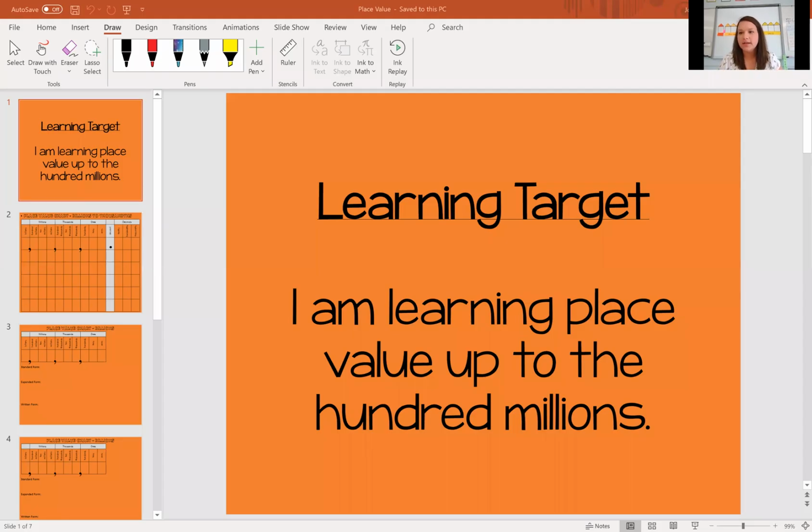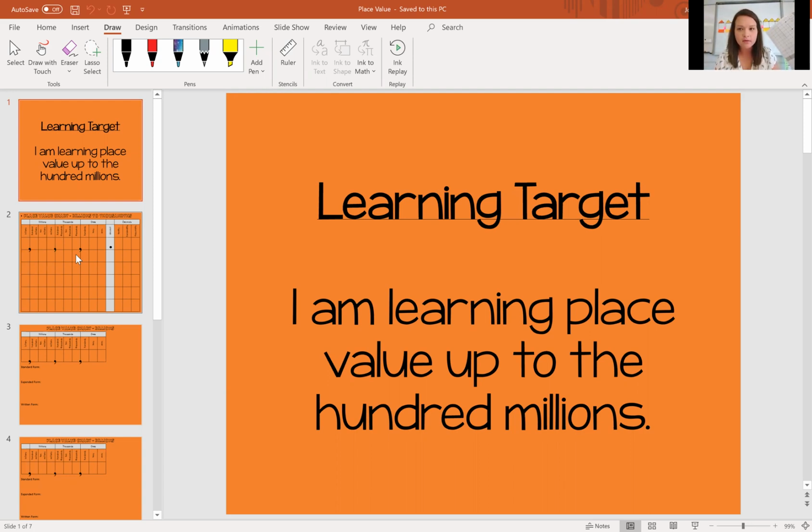Here's our learning target for the day. It is, I am learning place value up to the 100 millions. If you were able to pick up your packet Friday or any day this week, you were given a dry erase sheet that has place value on it. You are able to use dry erase markers on this and it will come off. You may have to use a Lysol wipe or a baby wipe if it starts getting dingy.